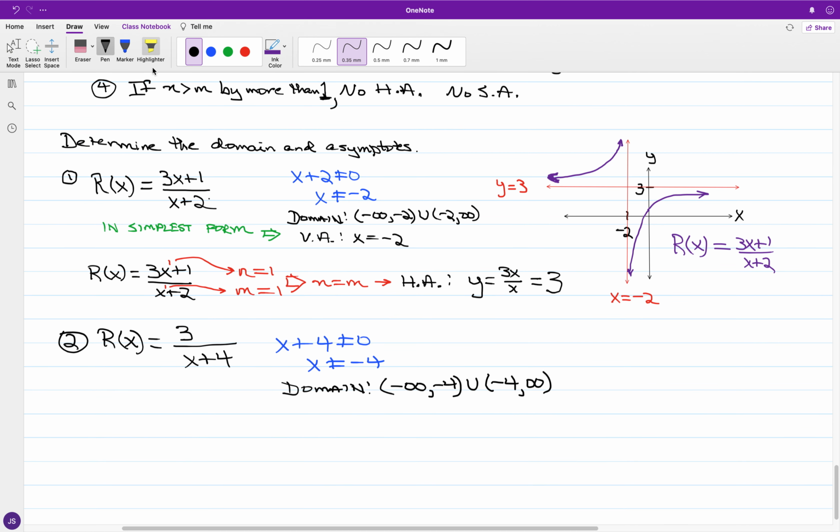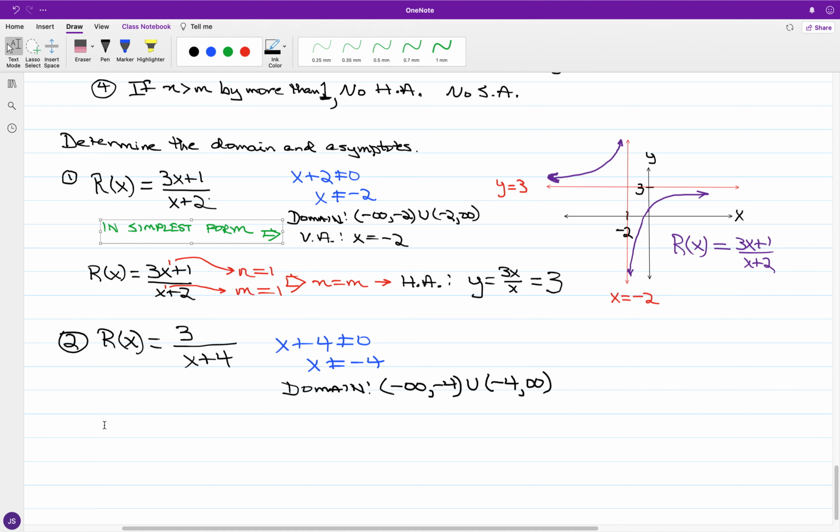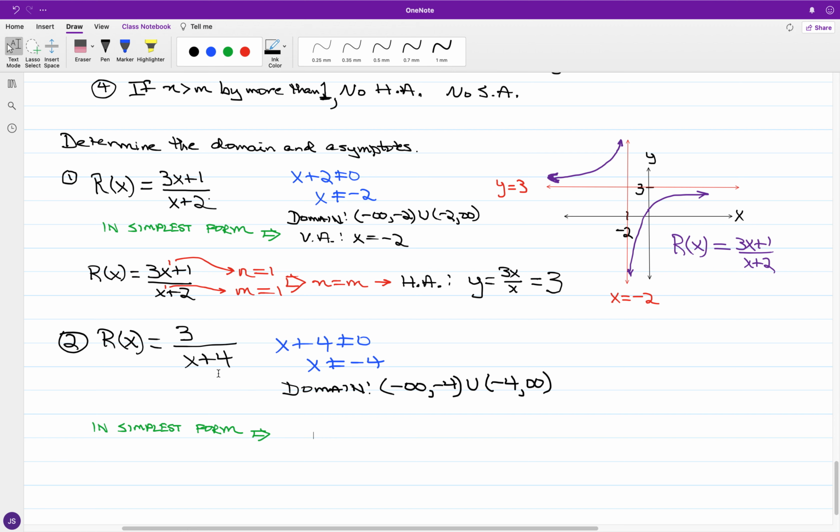And again, like the prior example, this rational function is already in simplest form. So with x plus 4 remaining, the exclusion from the domain is going to be the vertical asymptote. So we have the vertical asymptote at x equal to negative 4.